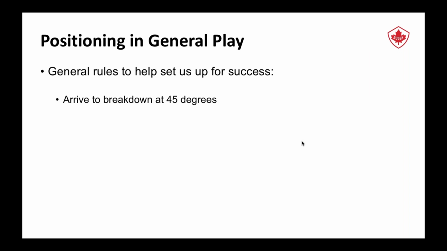So in general play, there's a couple of general rules that can help us out here. The first is arriving to the breakdown at 45 degrees off the tackle on the attack side. Now, the arrival position is generally meant to be simply at the tackle and the ensuing contest that happens at the breakdown. So we'll take a look at what we mean by that in a moment, but it tends to be the best position to see critical actions of our tackler and tackle assists, as well as our arriving players.